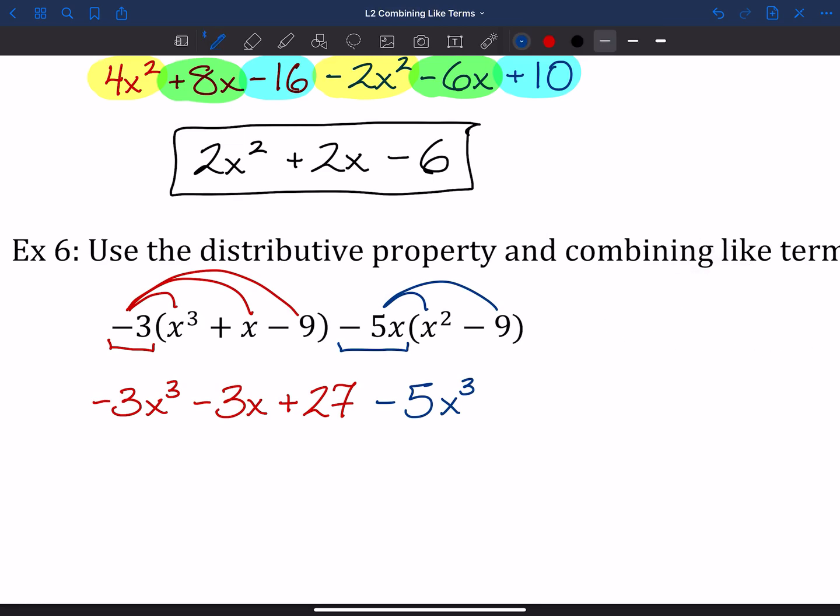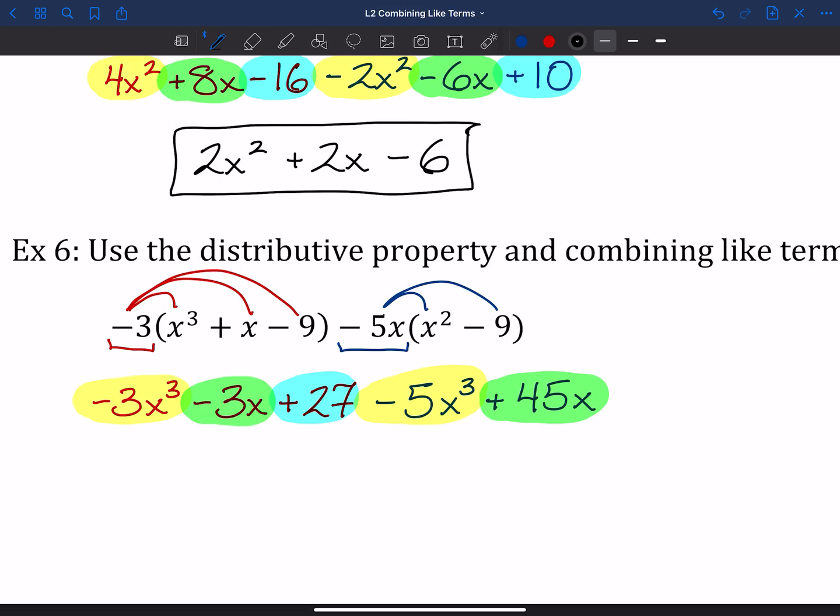All right. After that, the last bit's not too bad. We have negative 5 times negative 9, which gives us positive 45. And then that x comes along with us. Okay. All that's left is like terms, and then we're done. We've got some x to the thirds that match up with these other x to the thirds. We've got some regular old x's that match up. And then we have 27, which is all by itself. So sad. Makes you want to cry just a little bit. All right, we can keep going.